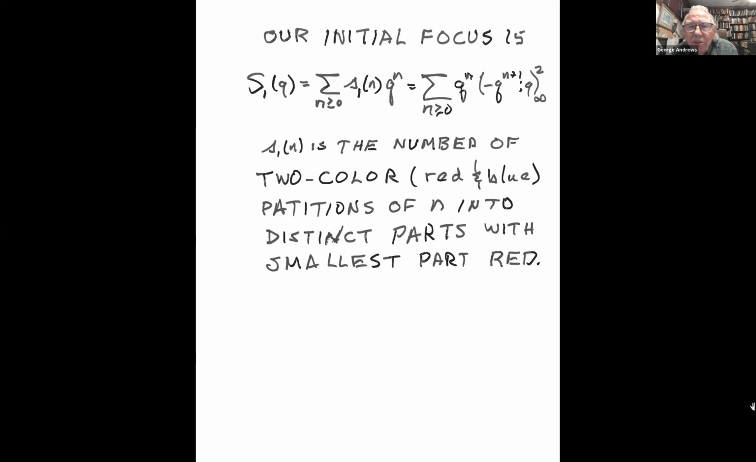Our initial focus is going to be on a refinement of this idea where we have only one color as the smallest part. So we're saying that S1 of n is the number of two color partitions of n into distinct parts with smallest part red, so that the previous case, the smallest part could be red or blue. Now we just have red.